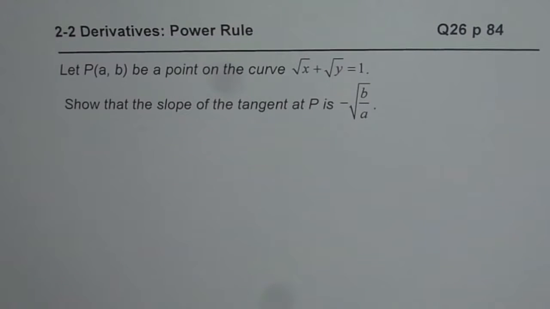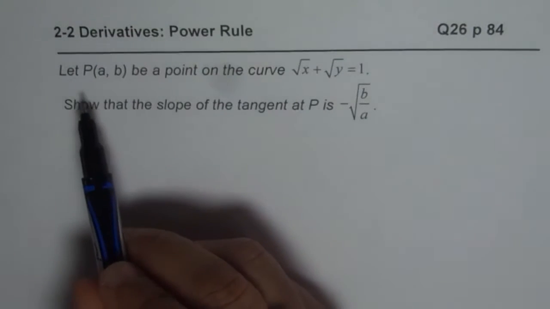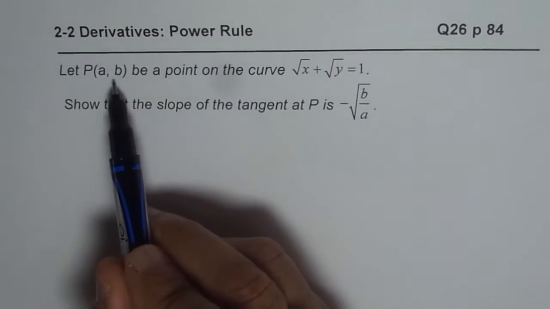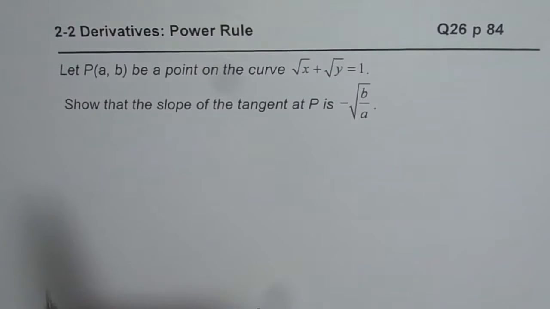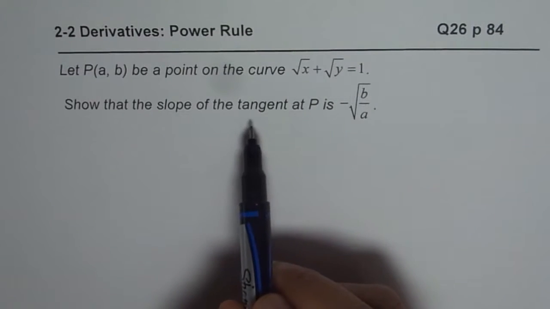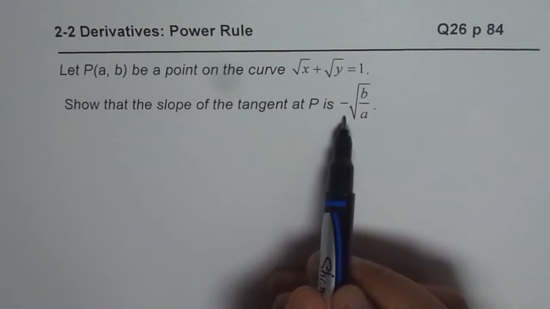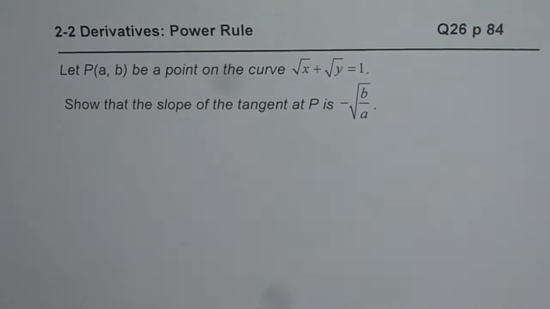about finding derivatives. The question here is, let P(a, b) be a point on the curve square root x plus square root y equals 1. Show that the slope of the tangent at P is minus square root b over a.